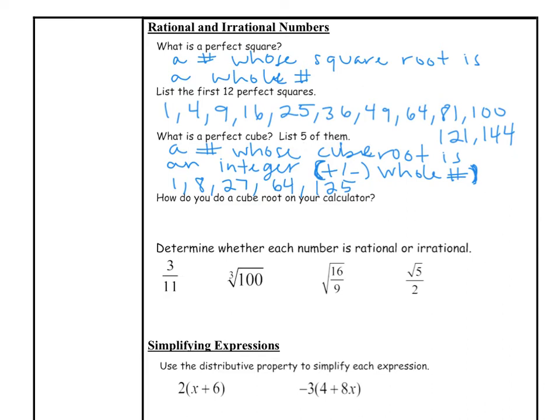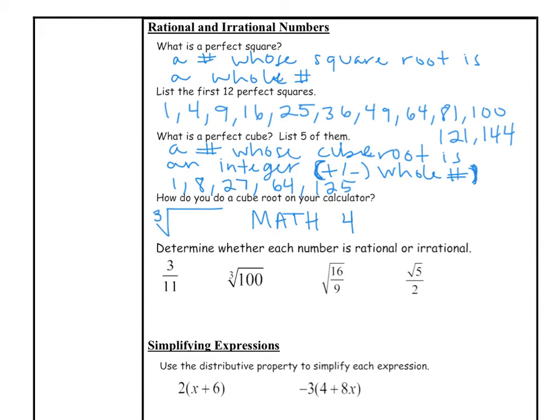On your calculator, if you want to do a cube root, which is this thing, we do that by clicking the math button, and then you'll see it under 4. So we click math, 4, and then you'll have to type in your number and click enter.